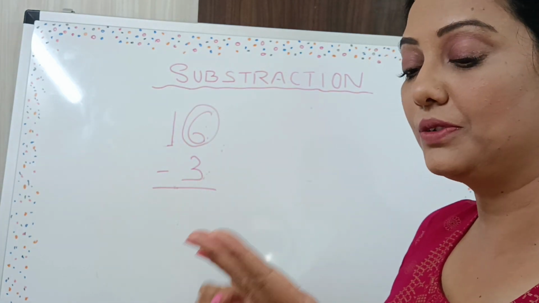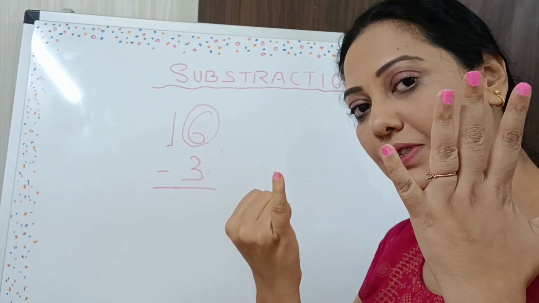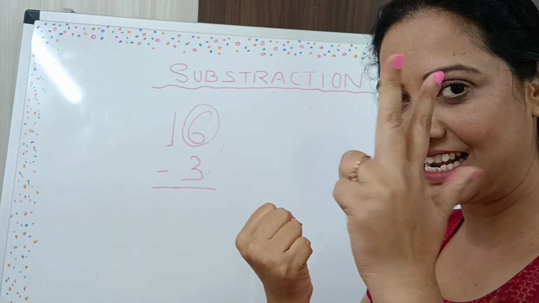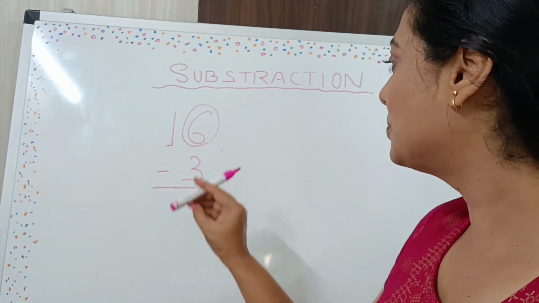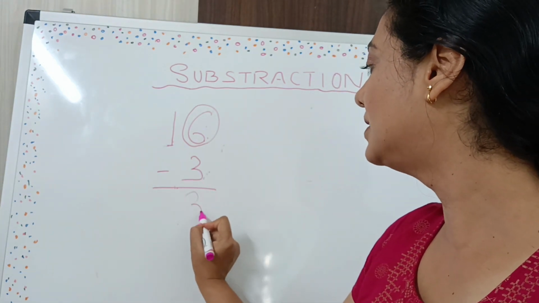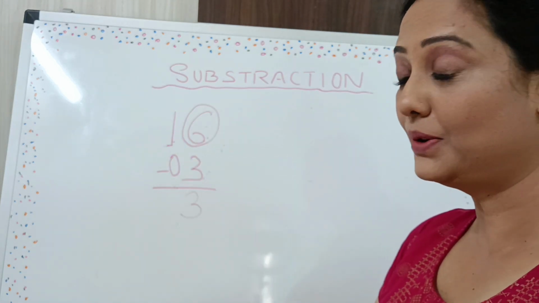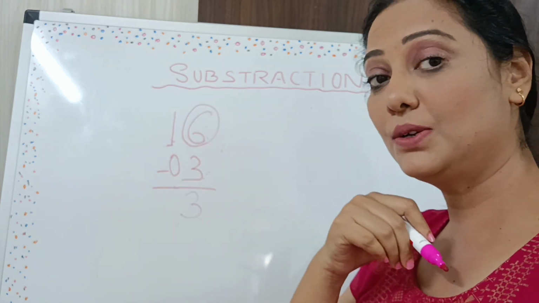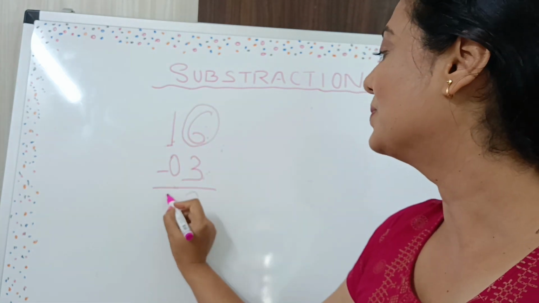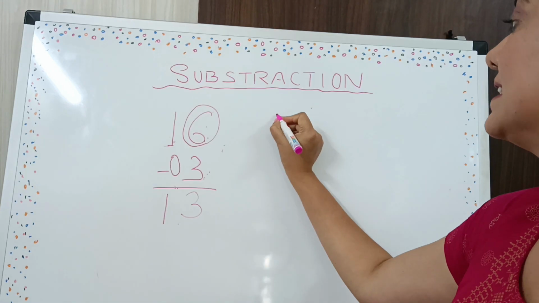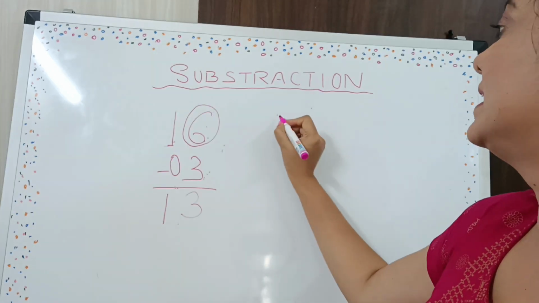So we will take out 6 fingers and we have to subtract 3. 1, 2, 3. How many fingers left? 3. So we will write that 3. And here there is no number, means it's 0. So 1 minus 0, 1. So it's 13.